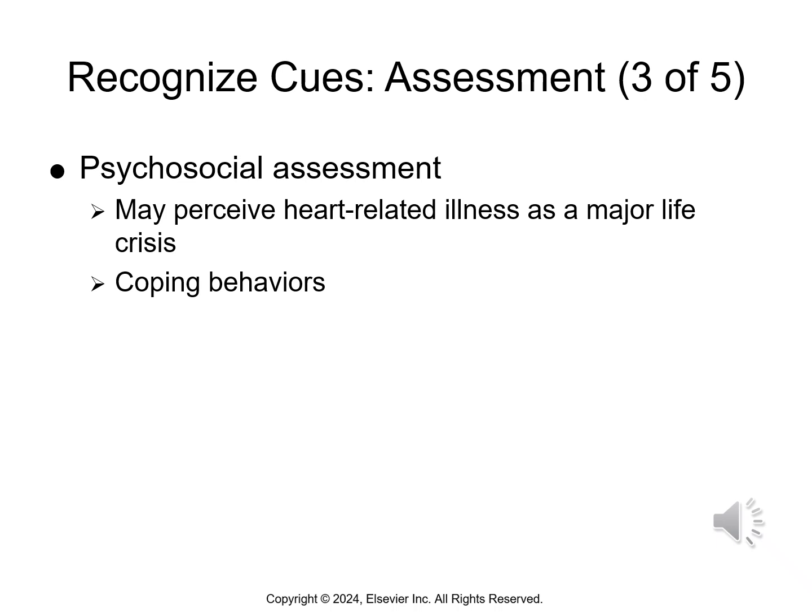So let's recognize some cues. When we talk to our patient, we're going to talk about their coping factors and any major life crises. So the patient and family confront not only the possibility of death, but also fear about pain, disability, lack of self-esteem, physical dependence, and changes in their family dynamics.